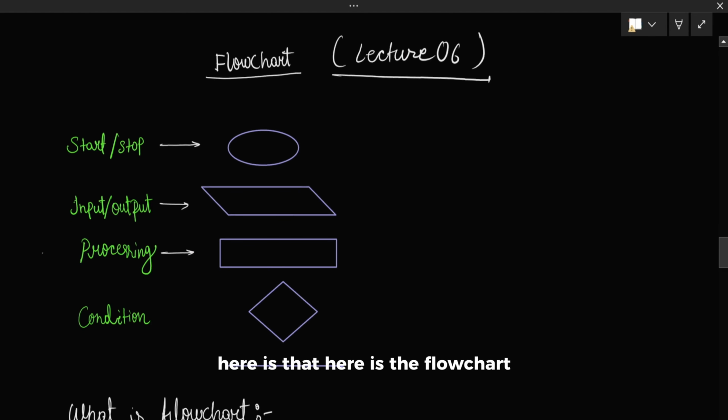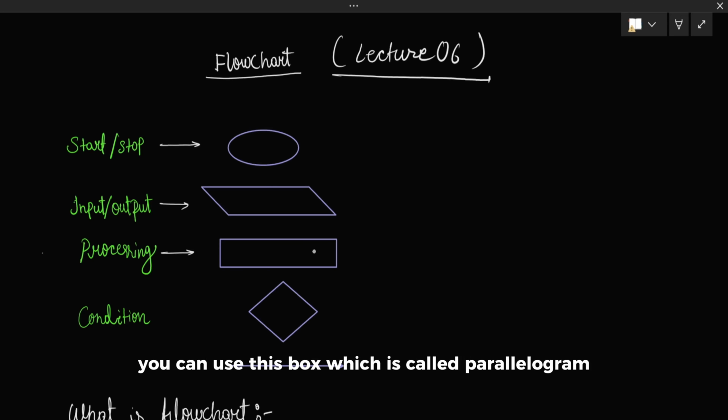Here is the flowchart. These are the symbols we can use to draw a flowchart. These are the start and stop symbols, and input output. If you want to display some message, you can use this box, which is called a parallelogram, and this is oval shaped, which is used for termination and also for start and stop points.